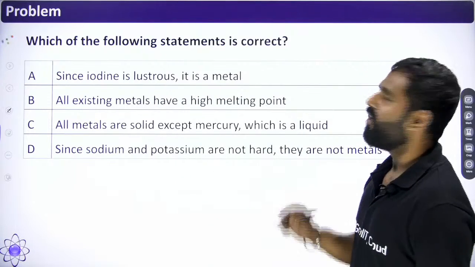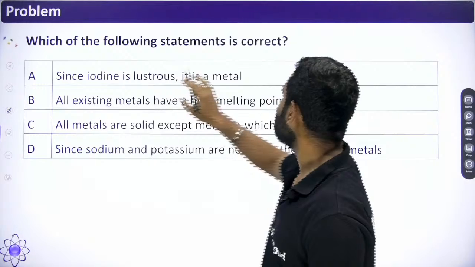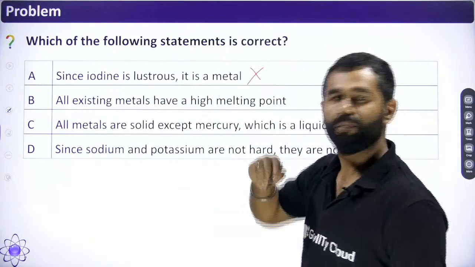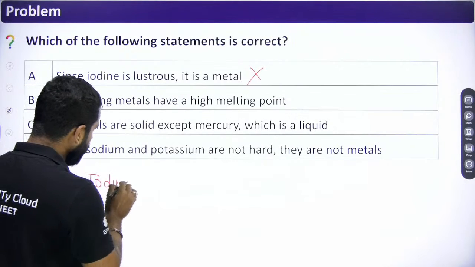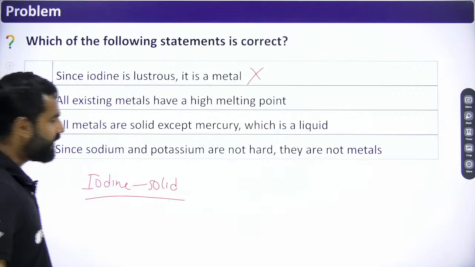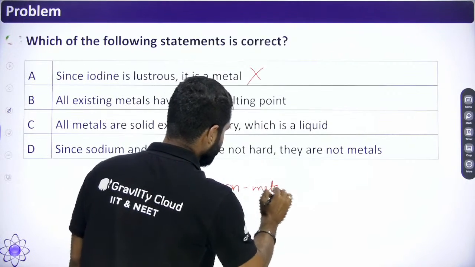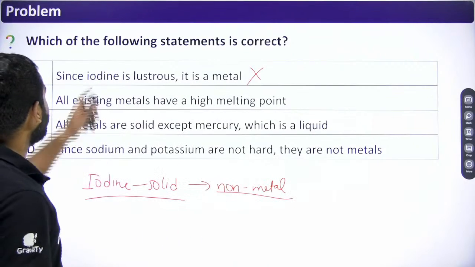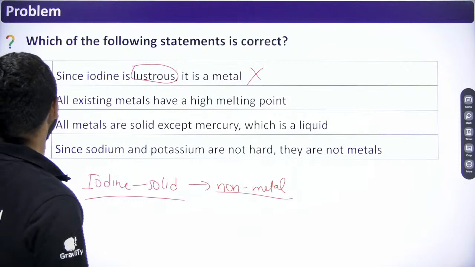Chalo. Now, which of the following statements are correct? First, since iodine is lustrous, it is a metal. False. Because we know iodine is a non-metal, right? Iodine is solid and it is a non-metal. And yes, it is lustrous. So iodine is lustrous is okay, fine, true. But it is a metal? No. So A is false.